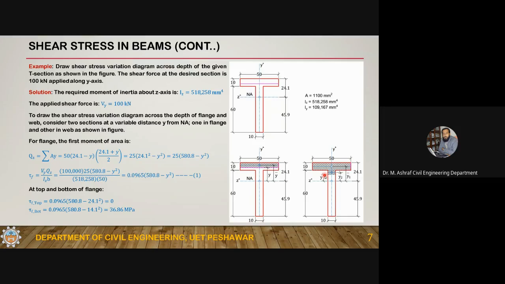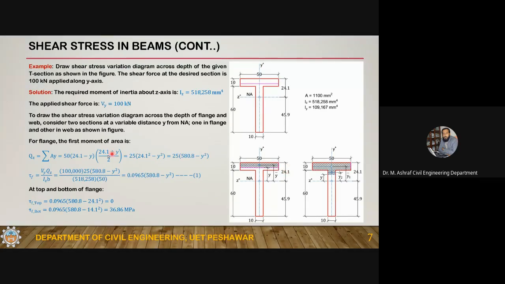Now to calculate the shear stress, I'll have to calculate the first moment of area on one side of that section. This shaded area is on one side, and in the case of this section, the shaded area is this one. On one side, you will have to take this rectangle. So for the flange, the first moment of area, this shaded area is 50. Here, this distance is y. What is the depth of this shaded area?